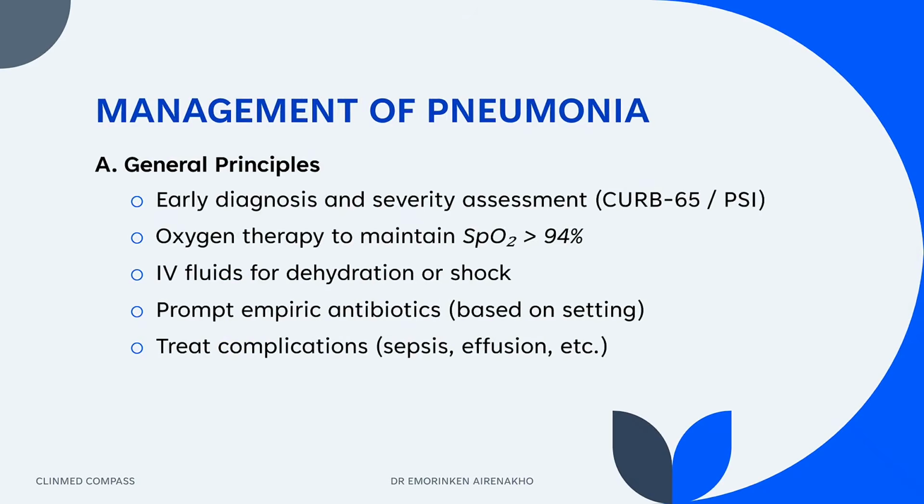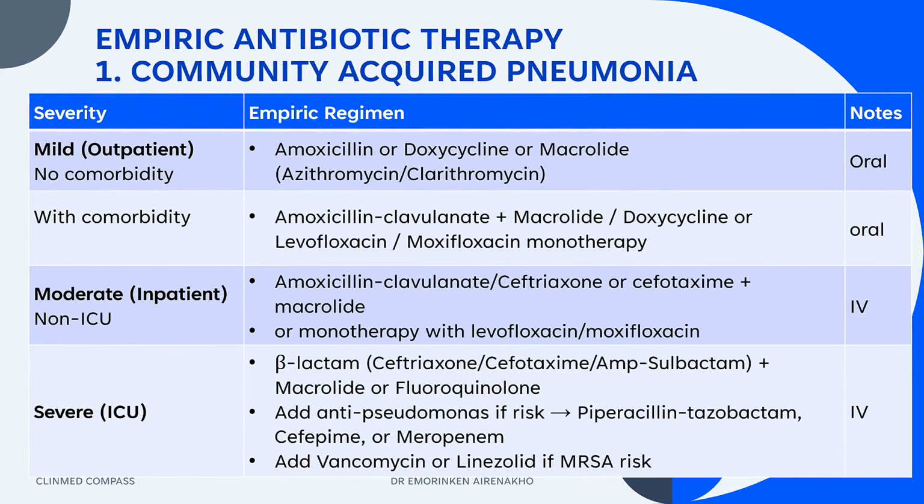Management of pneumonia. We'll start with the general principles. Must ensure early diagnosis and severity assessment using either the CURB-65 or the Pneumonia Severity Index. Ensure oxygen therapy to maintain oxygen saturation above 94%. Ensure fluid therapy if the patient is dehydrated or in shock. Prompt empiric antibiotic therapy based on setting and treat complications aggressively.